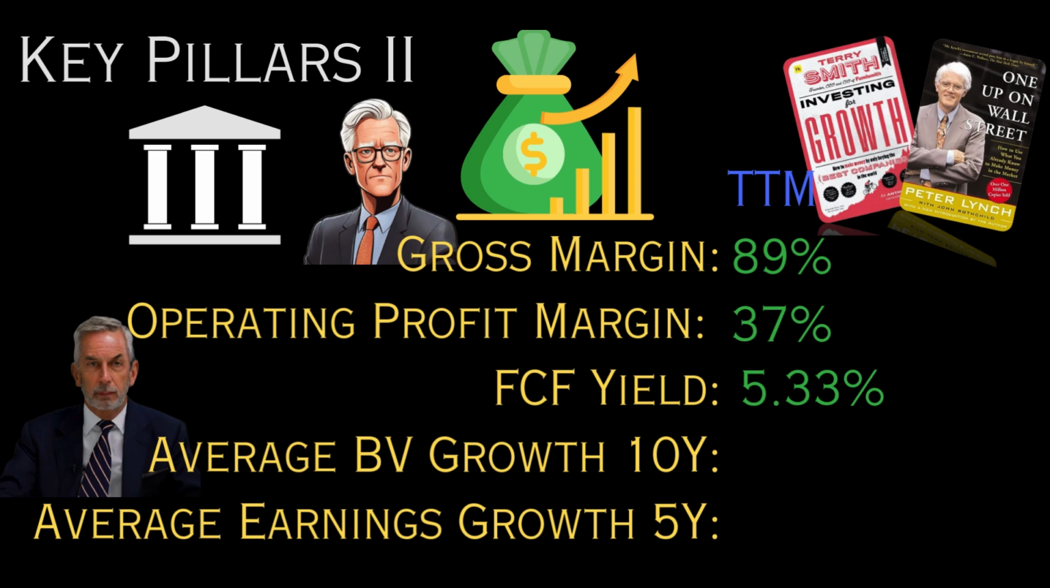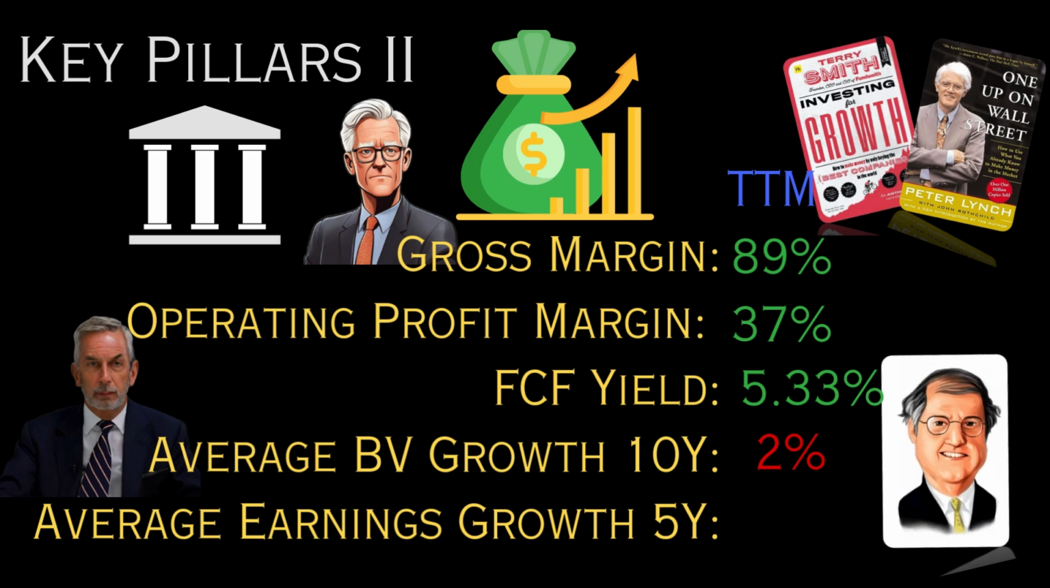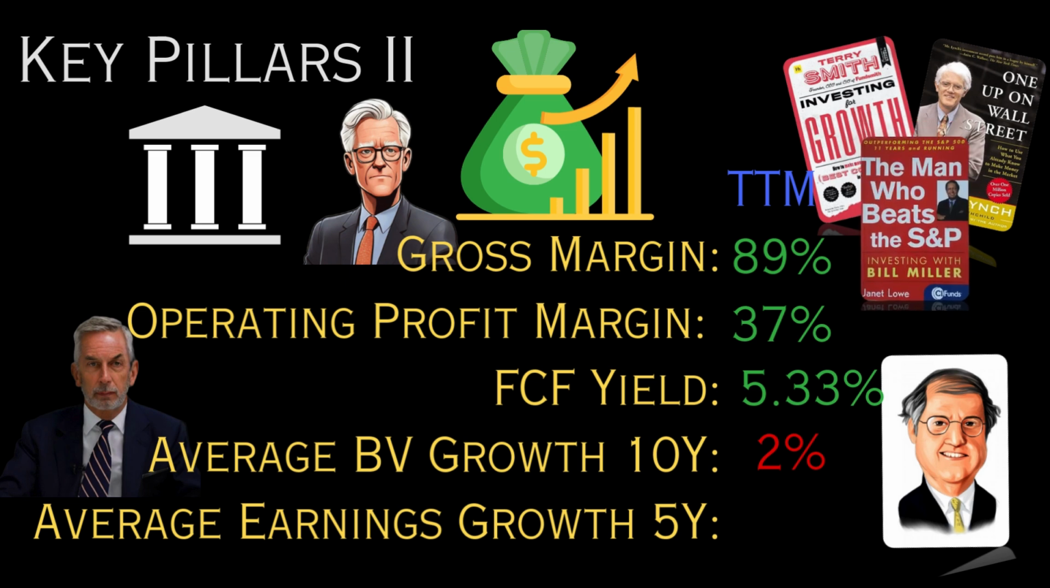Next, we assess the 10-year book value growth as potential shareholders. For Adobe, this is 2%, which is below the 10% target, scoring 0 points. Lastly, Bill Miller believes earnings growth is the biggest indicator of a company's stock price. Adobe's 5-year net income growth is 6%, which is also below the 10% target, scoring 0 points.